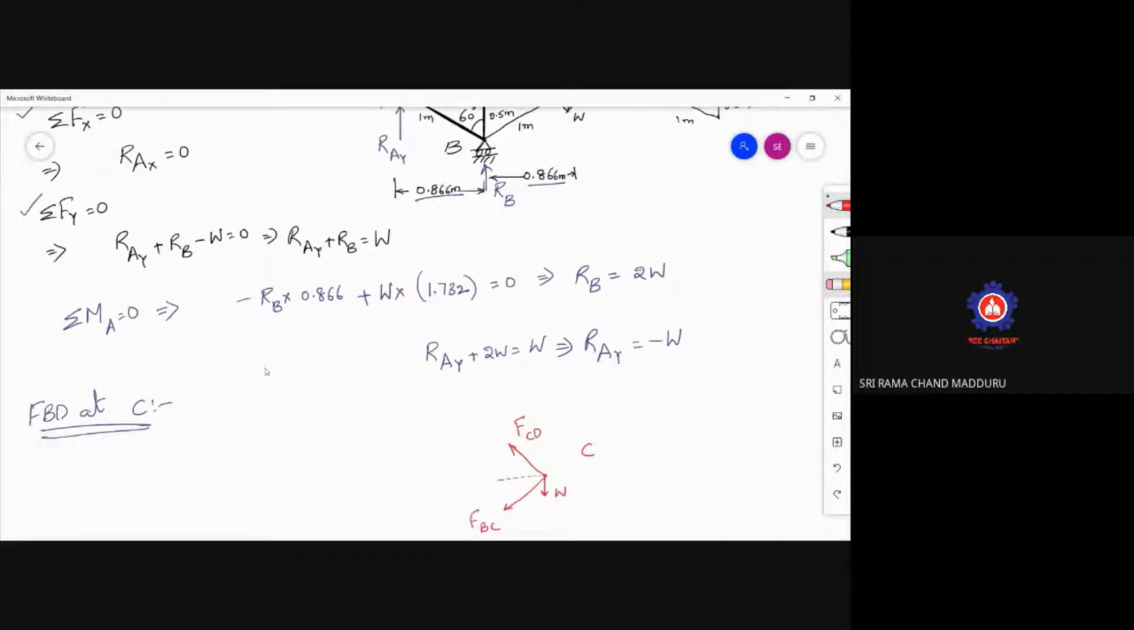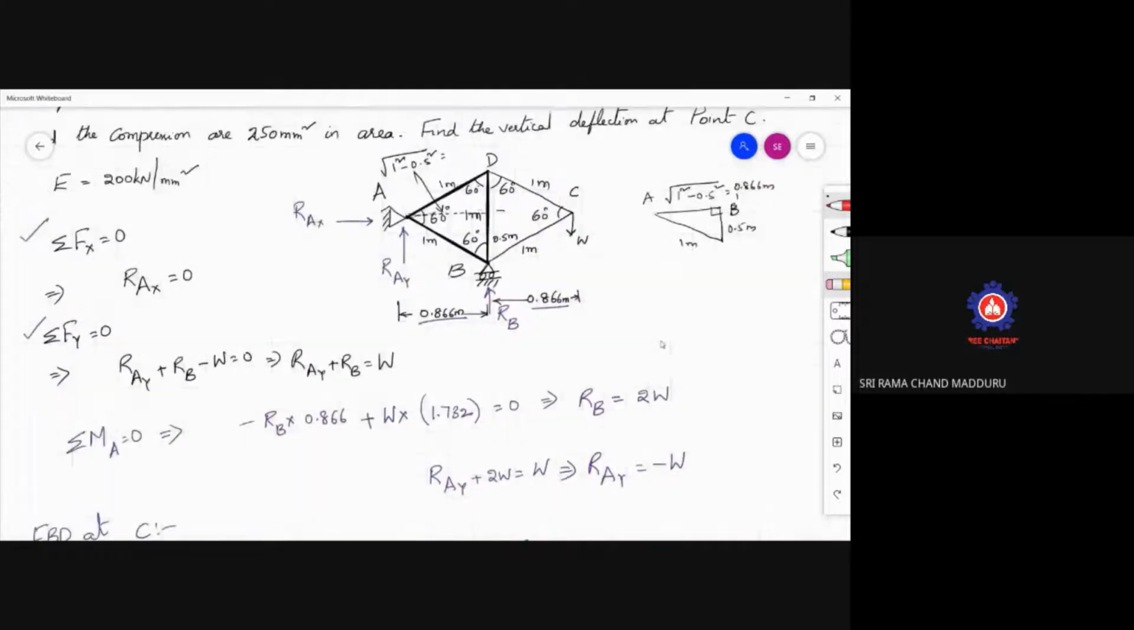Now here, this entire angle is 60 degrees. So this is 30, this is 30. Total entire angle is 60 degrees, so that is 30, this is 30. Is there any other force that is acting at joint C? No. CD is one force here, BC is another force, and W is the downward force acting.